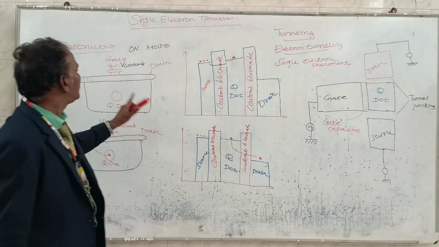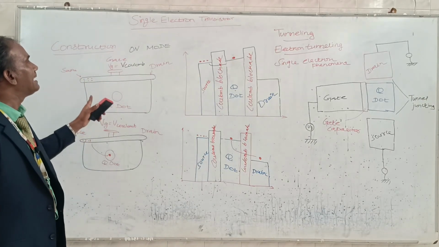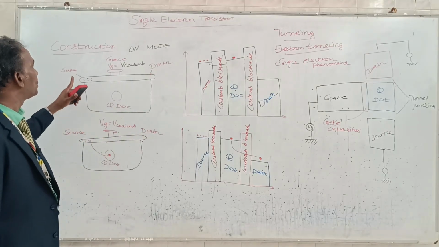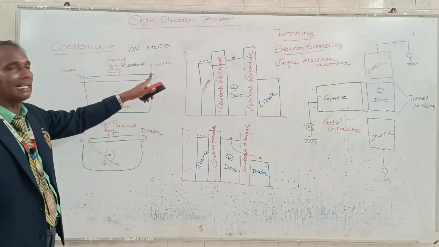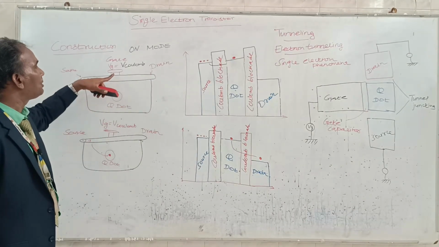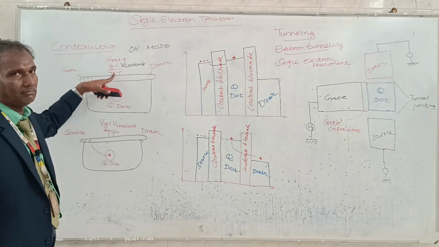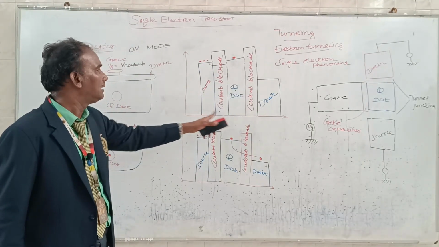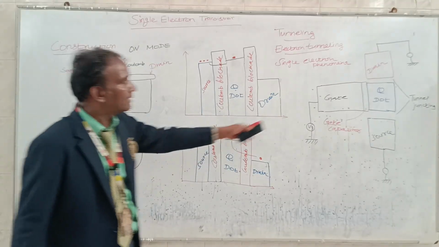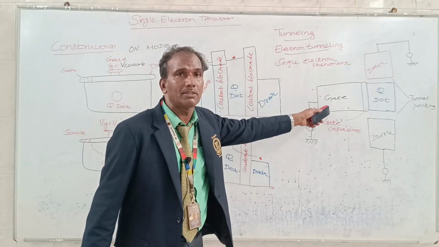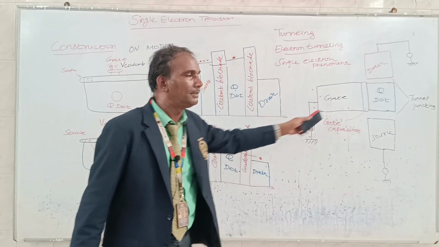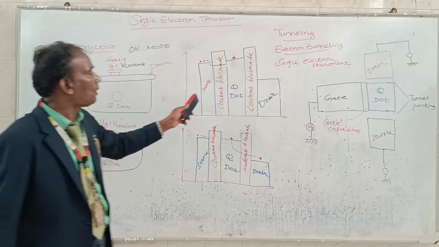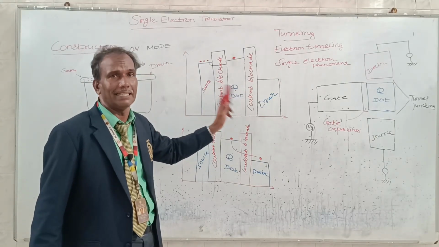And here is the schematic diagram of the SET, which consists of source, quantum dot, drain, and in addition to that a gate. And this diagram is called the energy level diagram. As I mentioned earlier, this diagram is called the block diagram of the SET. This is the schematic diagram of the SET, and this is the energy level diagram of the SET.